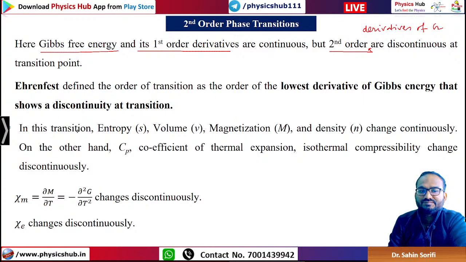at transition. In this transition, entropy, volume, magnetization, density change continuously. In the first order, they were changing discontinuously, but in second order, they will change continuously. Cp, coefficient of thermal expansion, isothermal compressibility, change discontinuously. Okay, so you notice the difference.